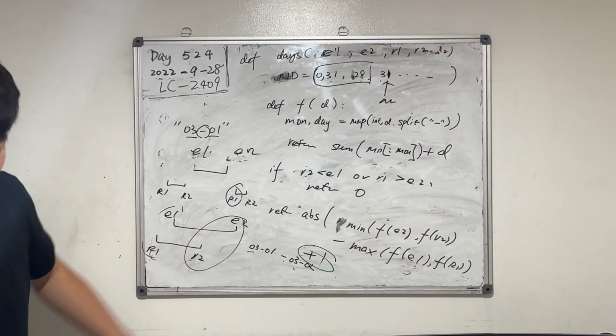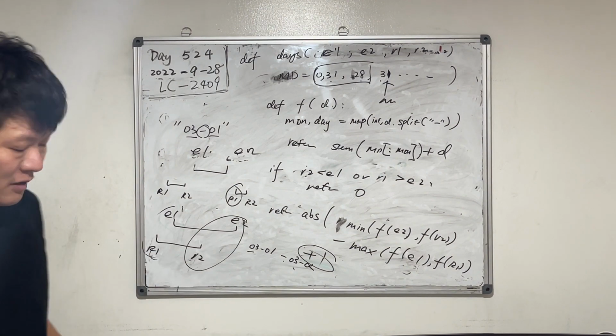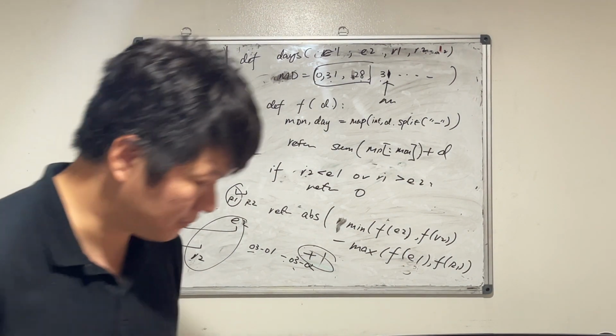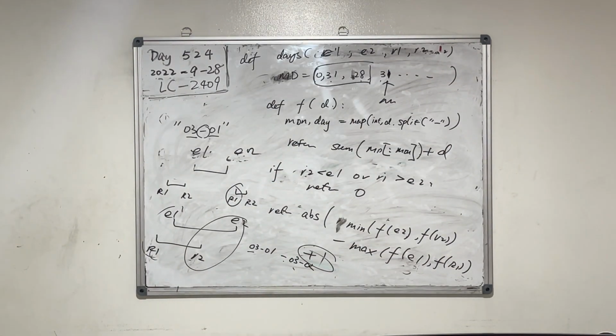Okay? Do you understand this approach? So you got R1 and R2 and E1 and E2. R1 and E1 are the arrival and E2 and R2 are the departure.